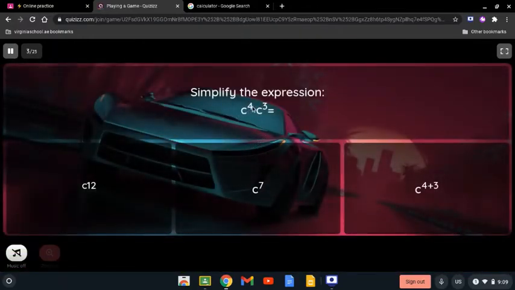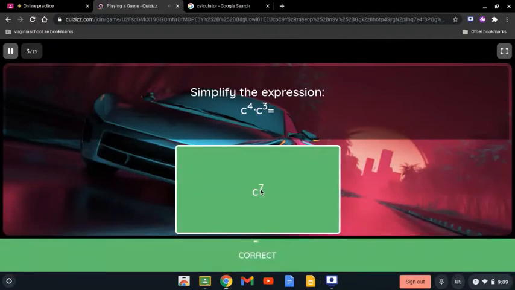Simplify the expression. We have c to the power of 4 times c to the power of 3. Sometimes we have numbers in front of the c, but this time we don't. So it's just c, and then for the power you're going to add the exponents. 4 plus 3 is 7, so it's going to be c to the power of 7.